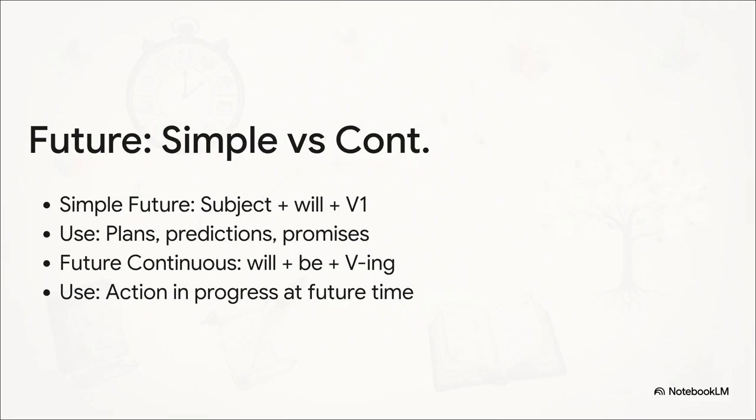To show an action that'll be in progress at a specific future time, we move to future continuous. We keep will, add be, and bring back our ing ending. She will be traveling tomorrow.